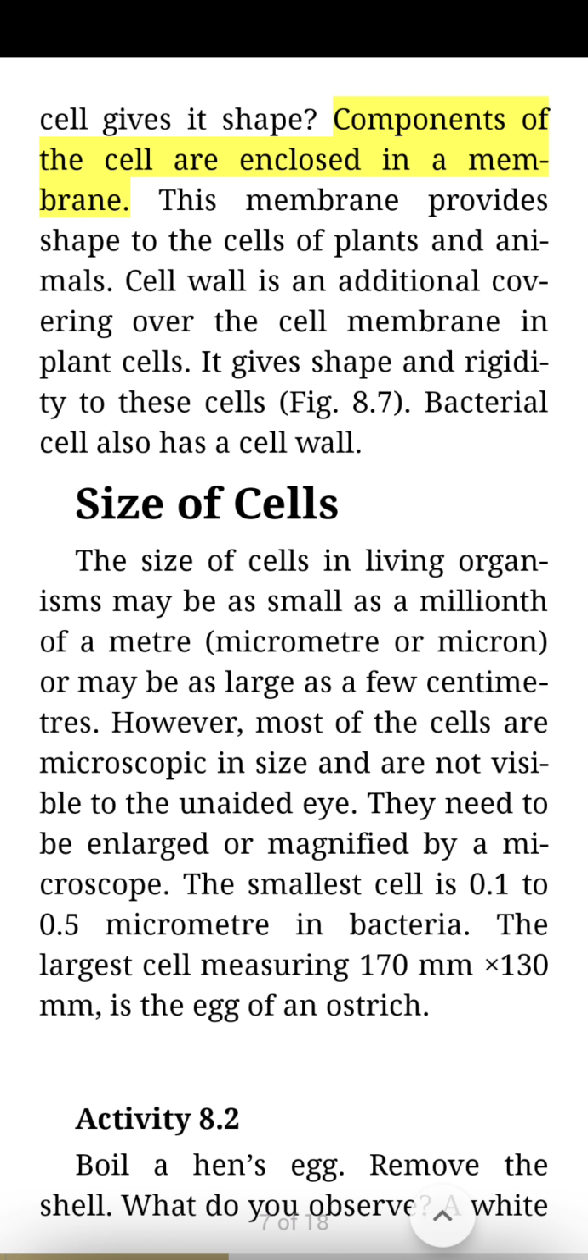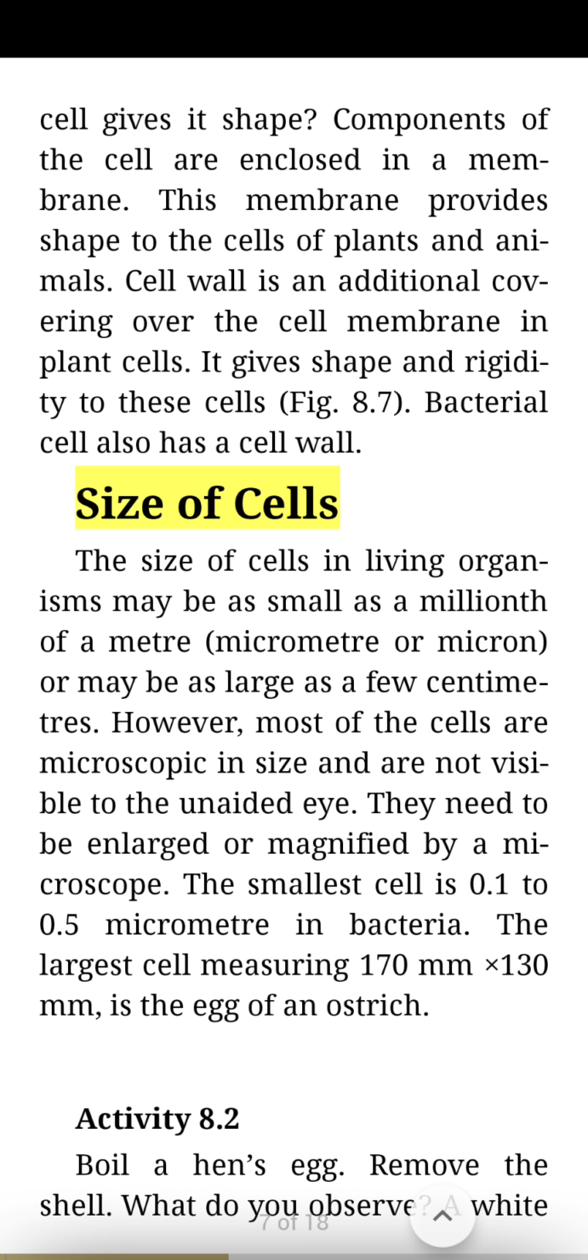Components of the cell are enclosed in a membrane. This membrane provides shape to the cells of plants and animals. Cell wall is an additional covering over the cell membrane in plant cells. It gives shape and rigidity to these cells. Fig. 8.7. Bacterial cell also has a cell wall.